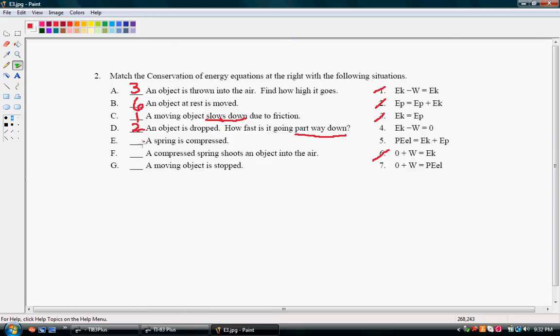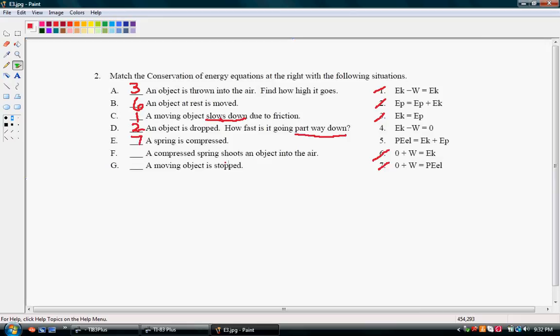Okay, E. A spring is compressed. So first we had a situation where there was no energy, and then work was applied, and now we have potential elastic energy because the spring was compressed. So 7 is an accurate description. We had no energy, work was applied, and now we have potential elastic.